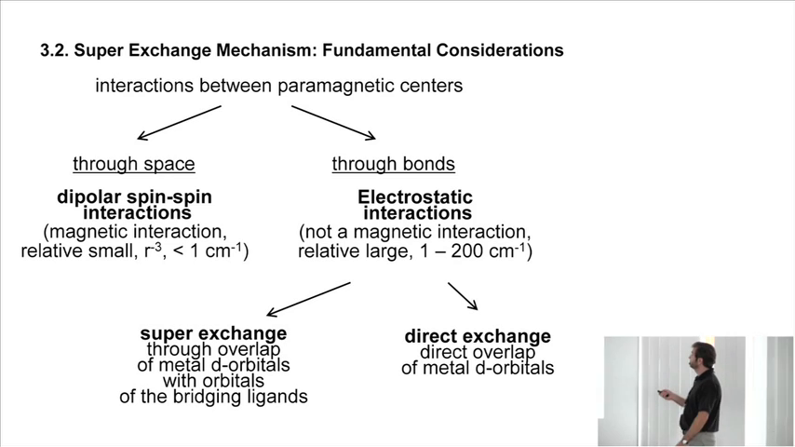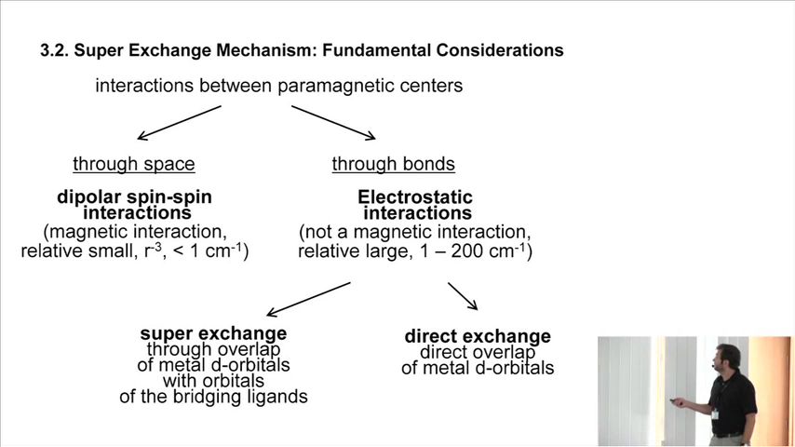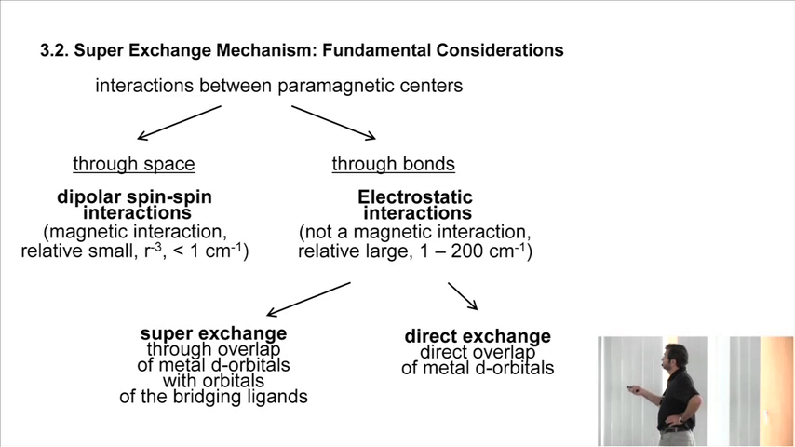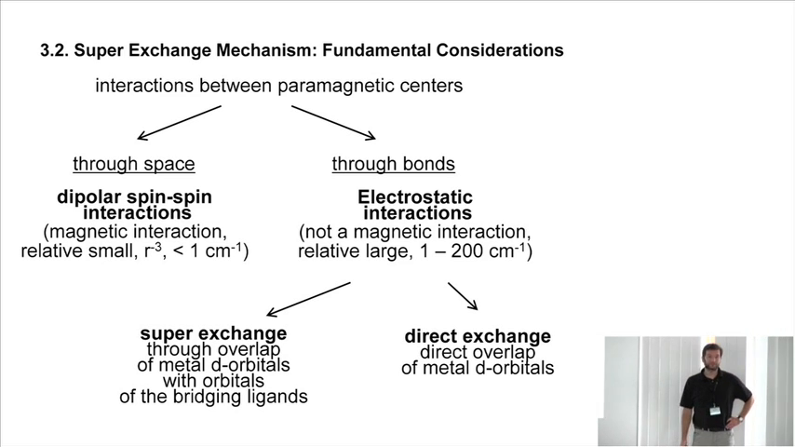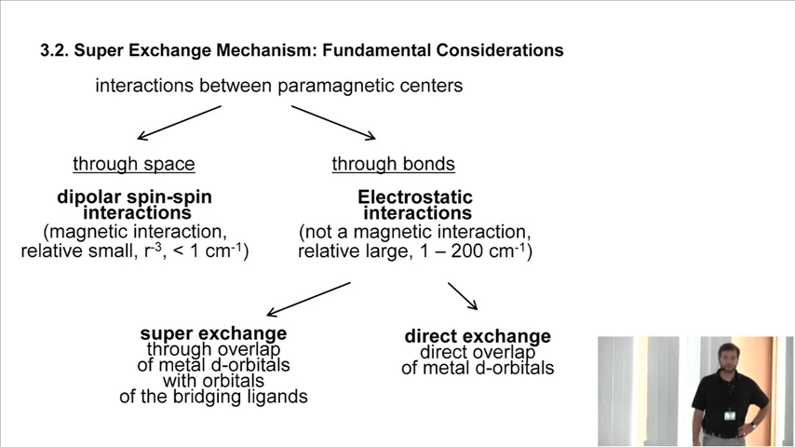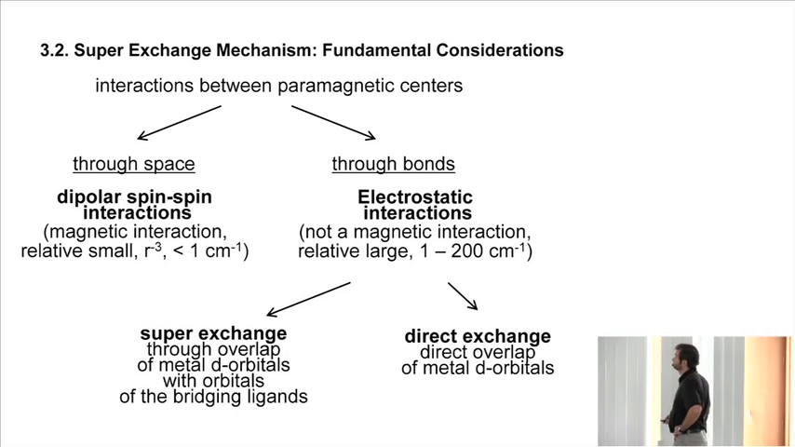So we only think about interaction through bonds. And this is an electrostatic interaction. This is not a magnetic interaction. This is a large contribution to the J value. You see it can be quite strong. So it's always difficult if you read a paper or you go to a talk and the people are talking about magnetic interactions. Normally they don't mean it, because there are always electrostatic interactions. But you have to think about it.